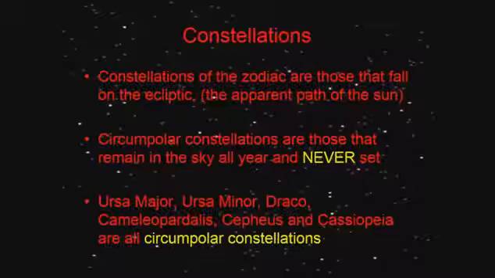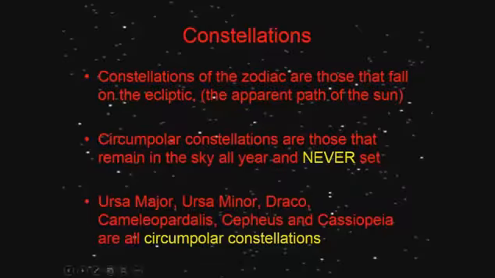Now, there is such a thing as the zodiac, and this is the kind of thing that gets abused in astrology and telling people's fortunes. So constellations and the zodiac that we will actually refer to here are in the astronomical sense. And in that sense, we're saying that these are constellations that the sun passes through on its yearly cycle across the sky. So constellations of the zodiac are those that fall on the ecliptic, which is the apparent path of the sun. And what do I mean by that?